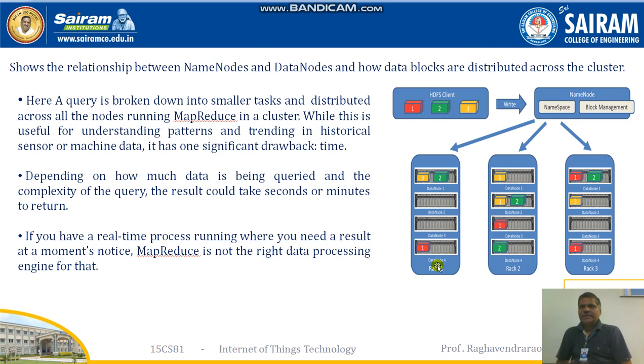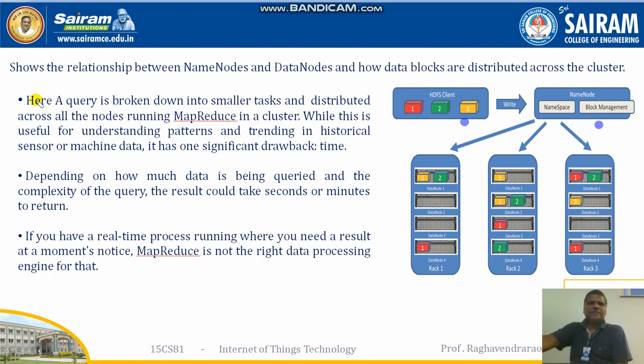That individual thing is shown here, which shows the relationship between the name nodes and the data nodes, and how the data blocks are distributed across the clusters. Now you can see it is showing the HDFS client, and another client. This is a name node, and there is a namespace and block management, with individual blocks. Here these are racks, and different racks are there.